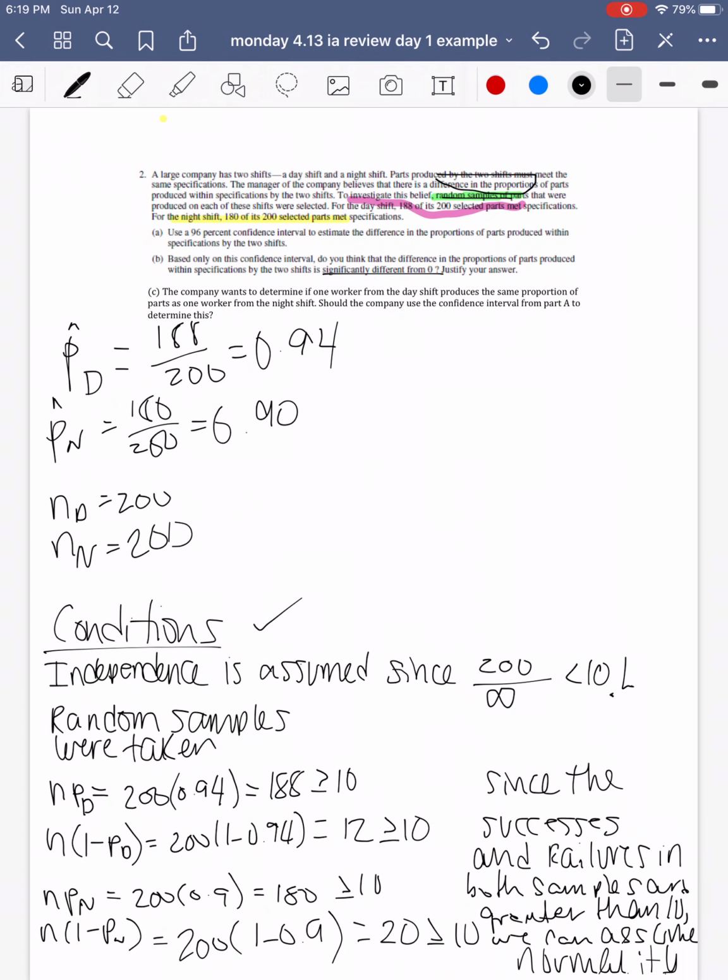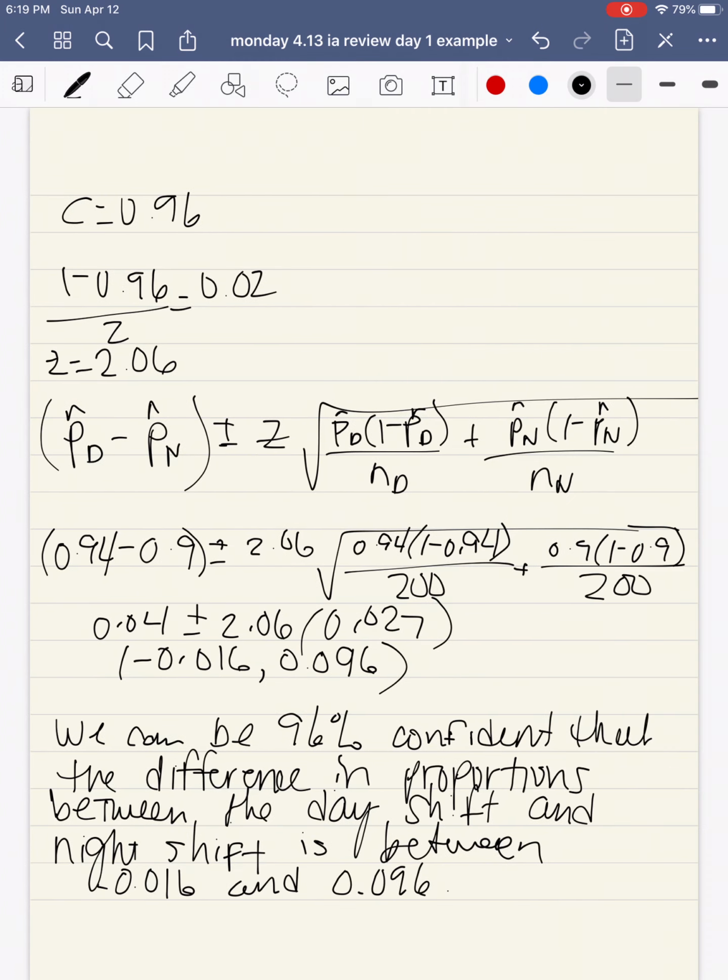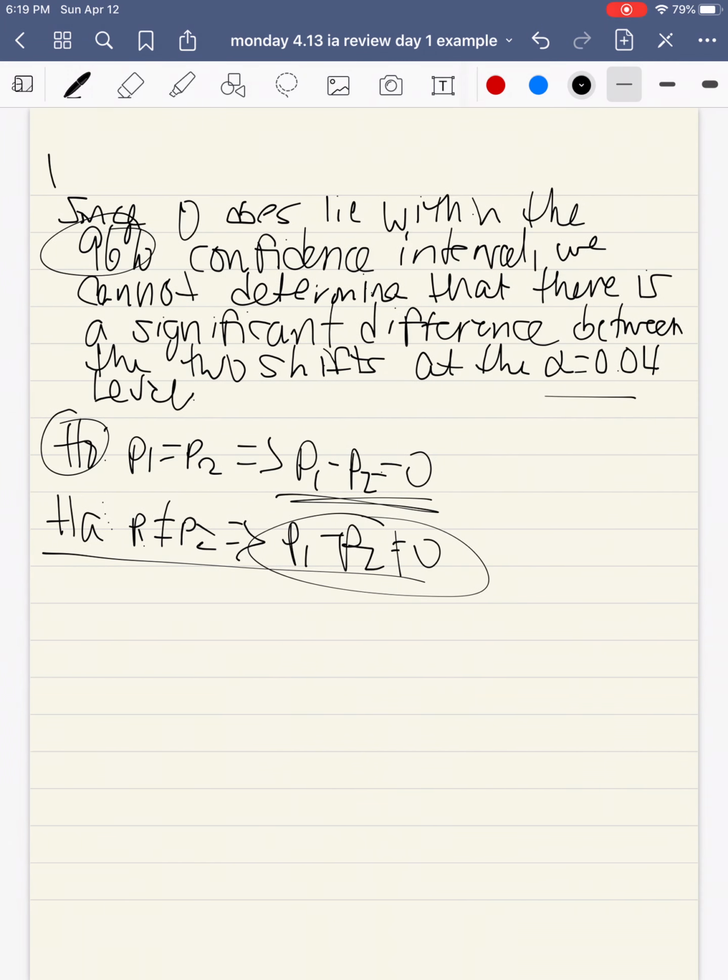And so our last part here, part C: the company wants to determine if one worker from the day shift produces the same proportion of parts as one worker from the night shift. Should the company use the confidence interval from part A to determine this? Okay, so what they're essentially doing here is they're picking one person from the day shift and one person from the night shift, and they say, okay, using this confidence interval, are we allowed to make assumptions about this sample?